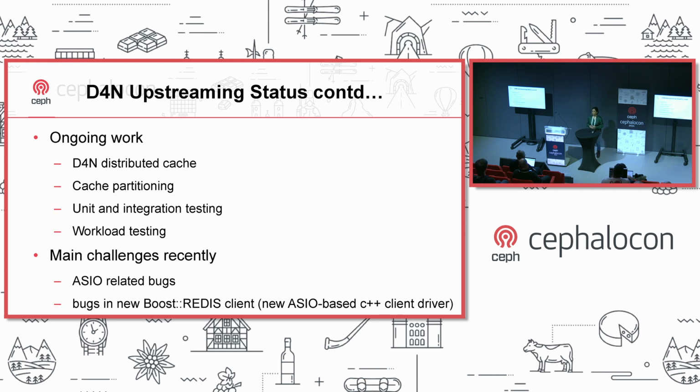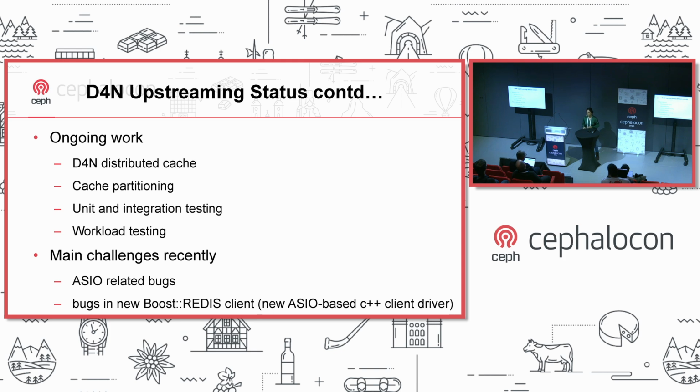We have a lot of work ongoing in parallel. One is with respect to the distributed version, where we finally want to have everything working in a distributed fashion. We are also working on cache partitioning. And a lot of testing is ongoing currently. We've written unit tests, we've written integration tests, and we've also started some amount of workload testing on these single node read and write back cache to see how they perform, and if there are bugs, we catch them early on and fix them.